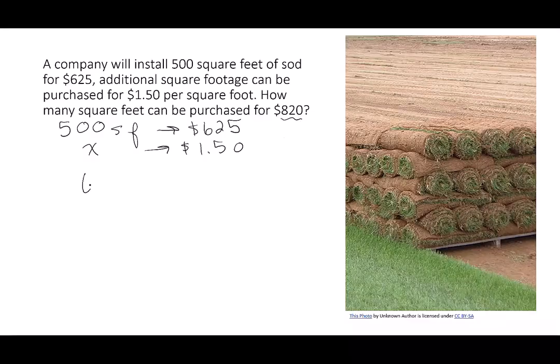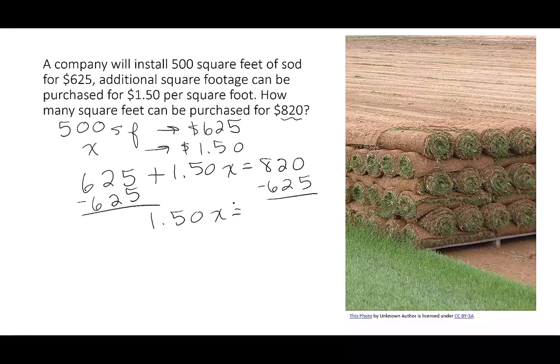So we want to know when is $625 plus 1.50 times X equal to 820. This will start telling us how many additional square feet we bought. To solve, we want to isolate the X, so we'll start by subtracting 625. This says 1.5x is equal to 195. We'll divide by 1.50, which tells us X is equal to 130.